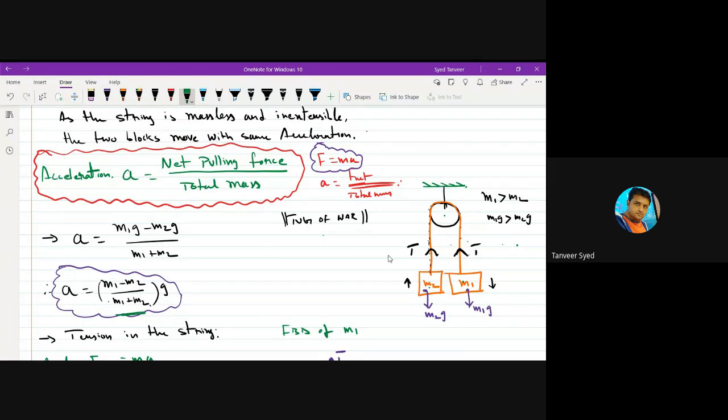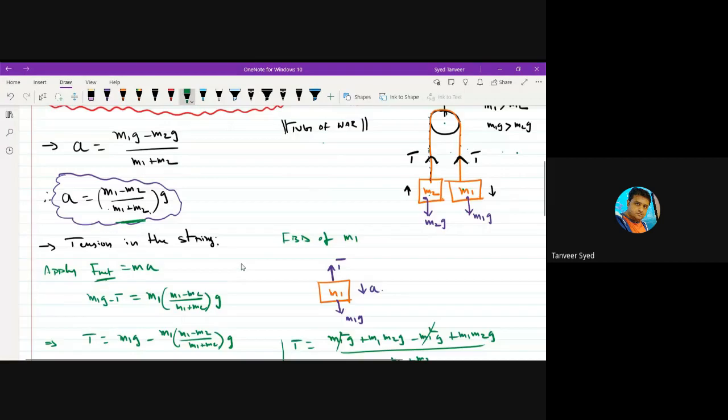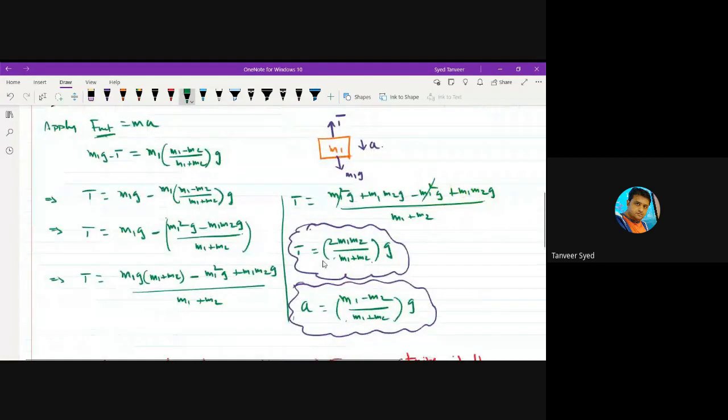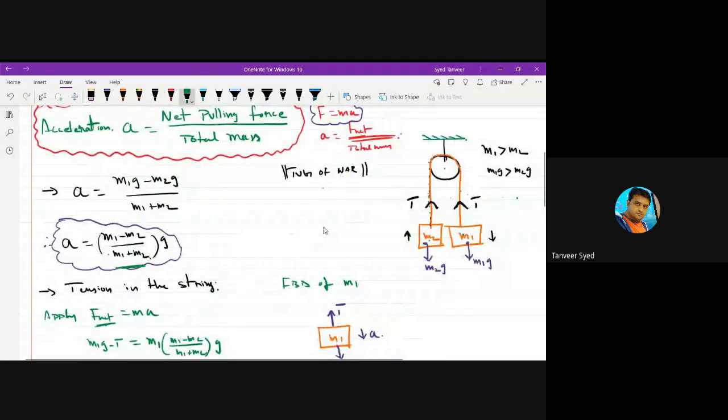For a simple Atwood's machine, m1, m2 blocks connected by a string over a pulley, acceleration is (m1 minus m2) by (m1 plus m2) into g, and the tension in the string is 2 m1 m2 by (m1 plus m2) into g. Formulas are not to be remembered, to be understood. Procedure is to be understood.